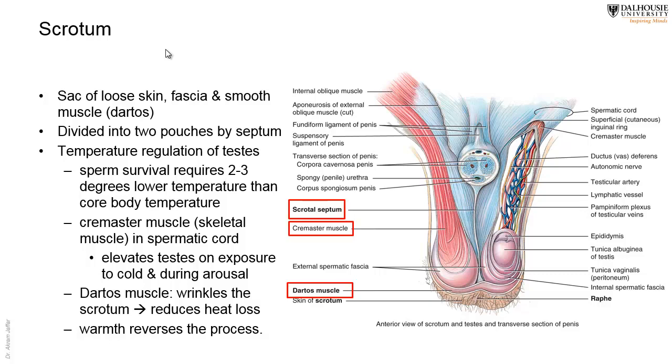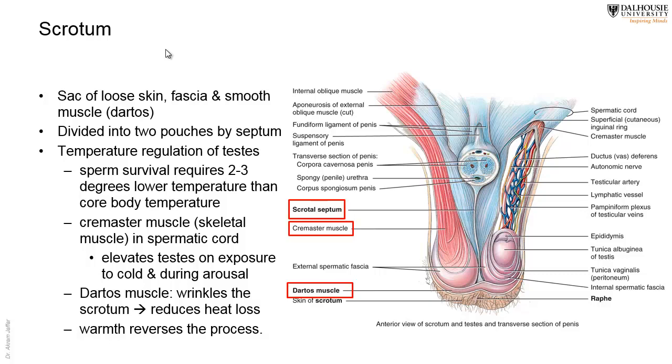So dartos muscle plays a role in controlling the temperature of the testis, as well as another muscle, which is a skeletal muscle here. It's called cremaster muscle. This muscle is present in the sheath that surrounds the spermatic cord. So this is the spermatic cord. It's a bundle of vessels, nerves, and the ducts, which is the vas.